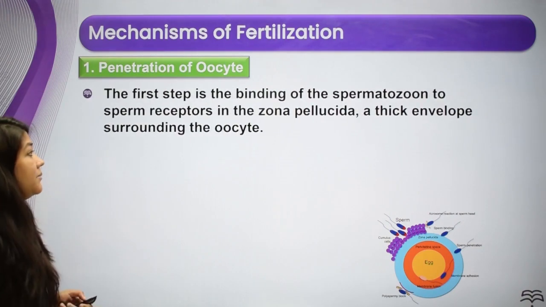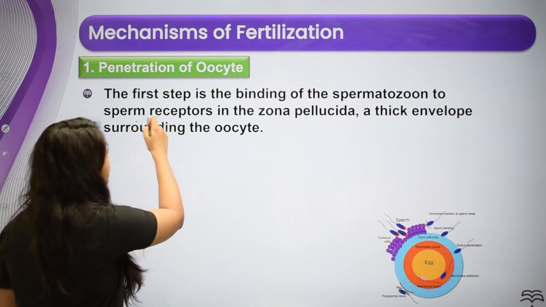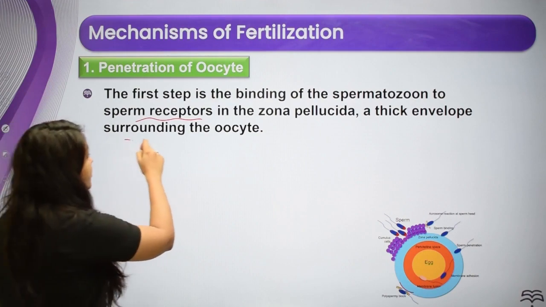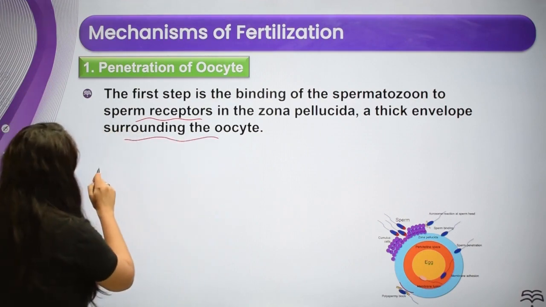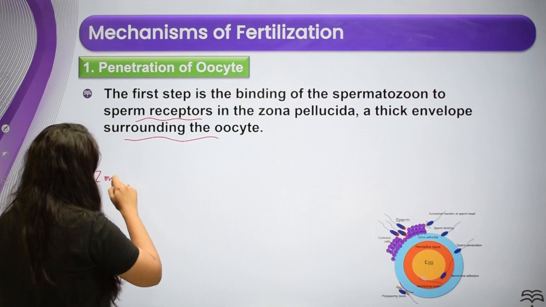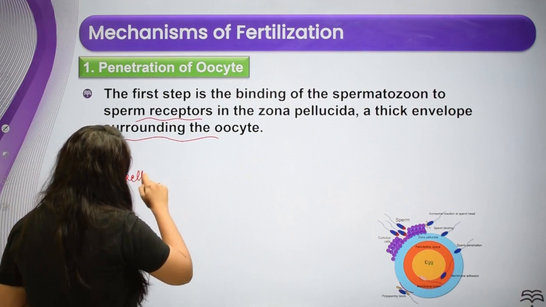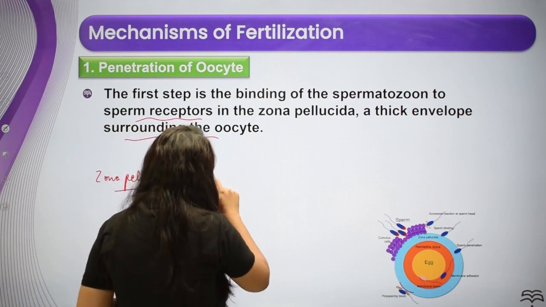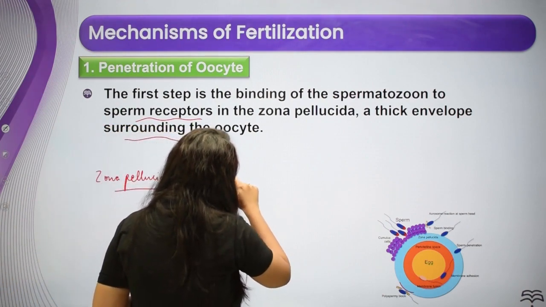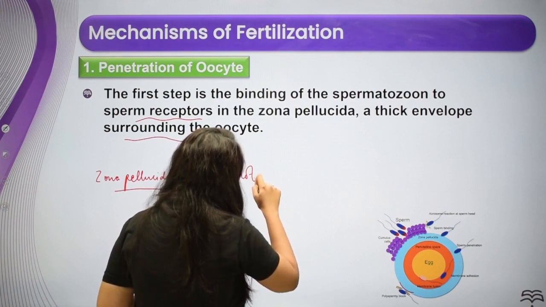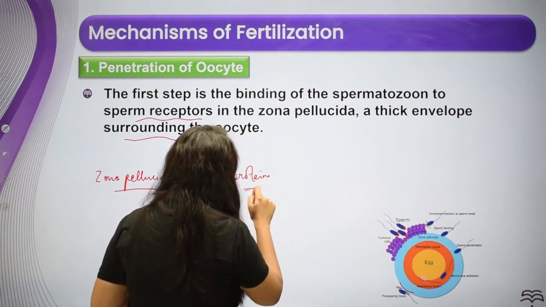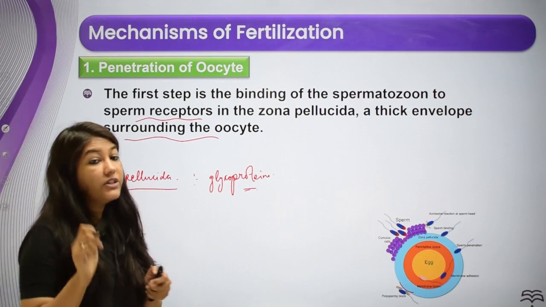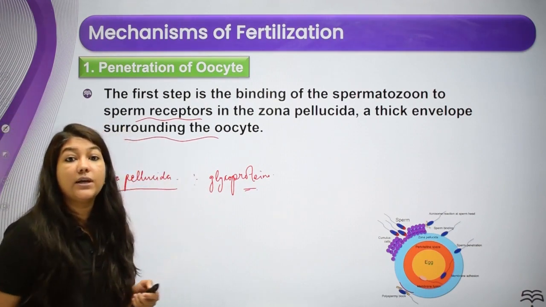The first step is the binding of the spermatozoa to the sperm receptors in the zona pellucida, a thick envelope which is surrounding the oocyte, right? We have already talked about the zona pellucida. No cells are present here. What is it made up of? It is made up of glycoproteins, right? Okay, so the first step is what? Binding of the spermatozoa with the sperm receptors in the zona pellucida.